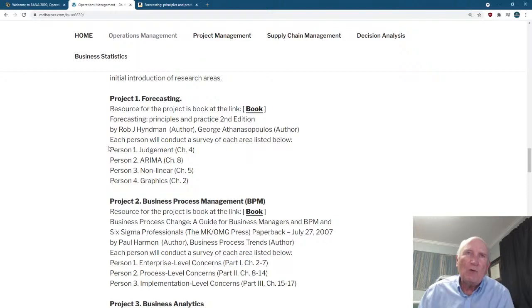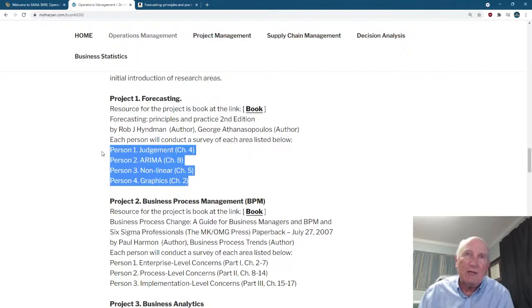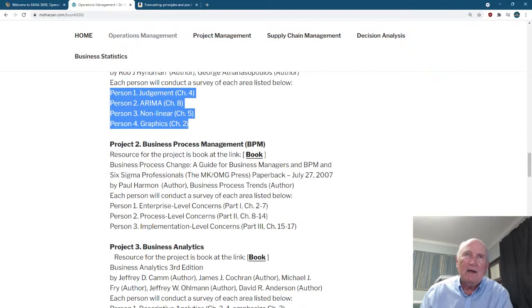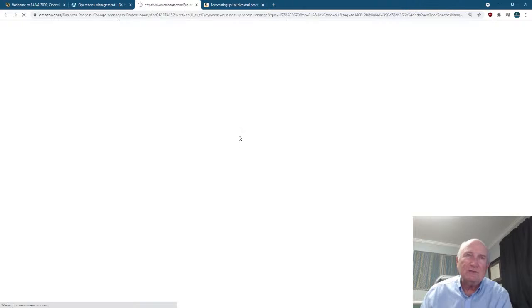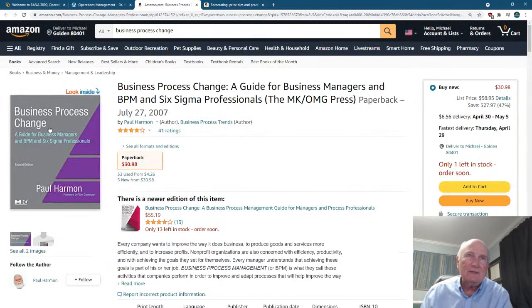And here's what I mean by working in a group. If you work in a group on forecasting with this, you can work in a group, but then each person takes something different, and you apply it that way. Project 2, business process management, and I think this is Harmon.